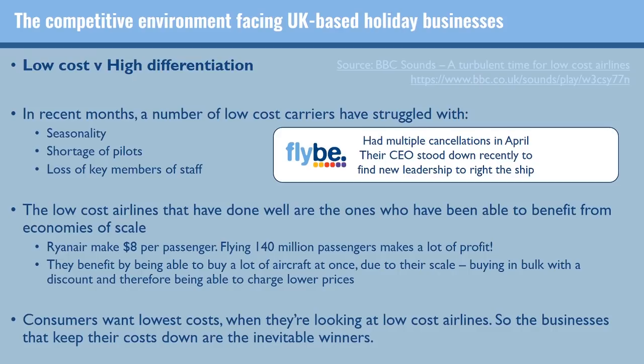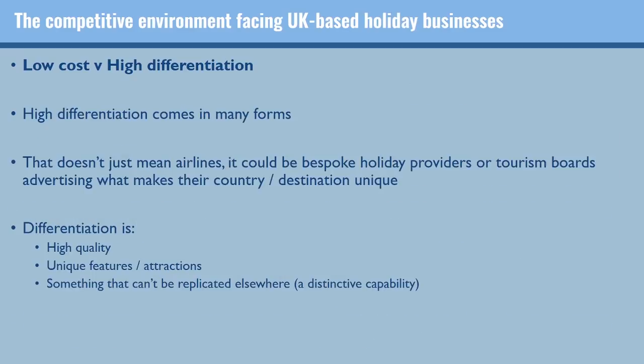Now Ryanair only make about $8 on average per passenger. So their profit margins per passenger aren't super high, but they fly 140 million passengers. So when you consider that, it makes a lot of profit. Consumers, as I've mentioned already, want the lowest costs, and so when they're looking for low-cost airlines, the businesses that keep their costs down are the inevitable winners in this market.